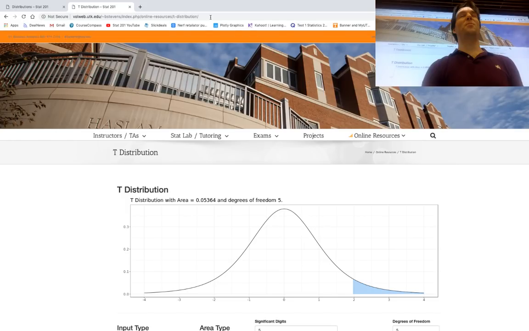So you'll notice you do have the links under here under online resources, distributions, and this will bring you to a T applet that always works. I like mine though because it's more animated. It actually shows you the areas, but it might not work if everyone's using it.